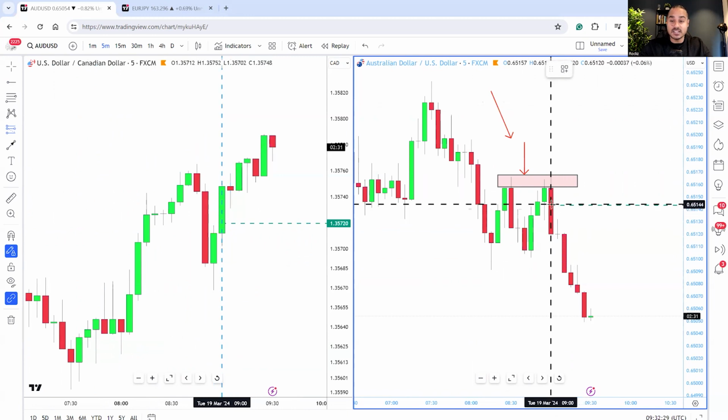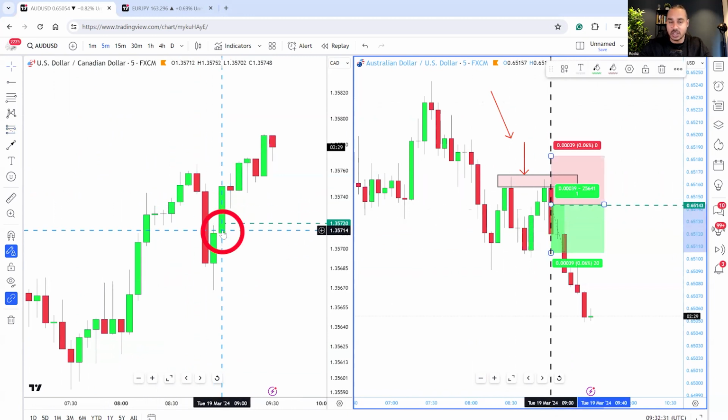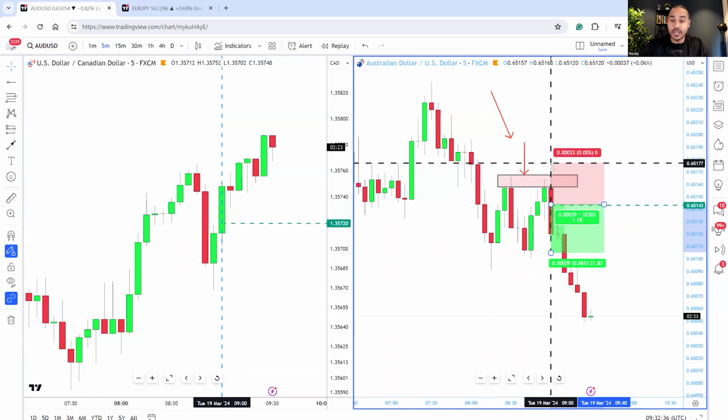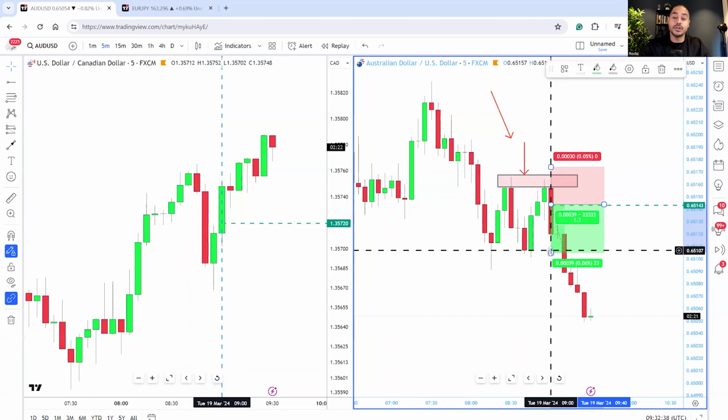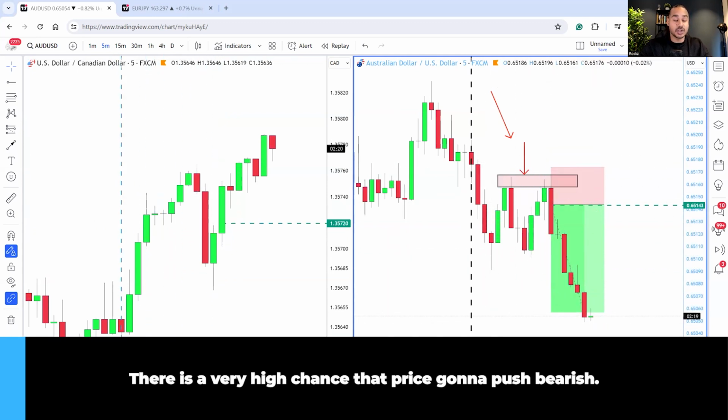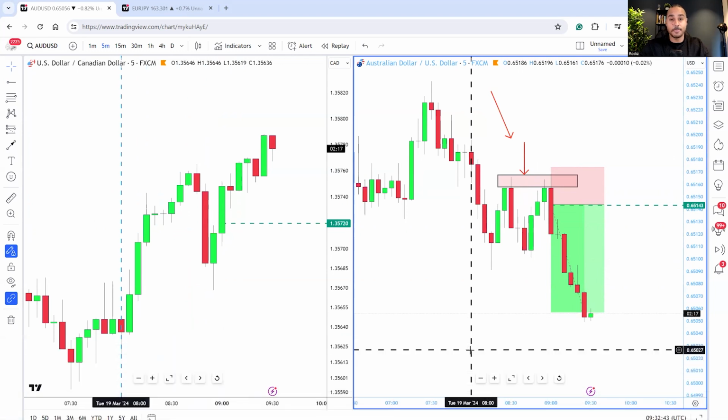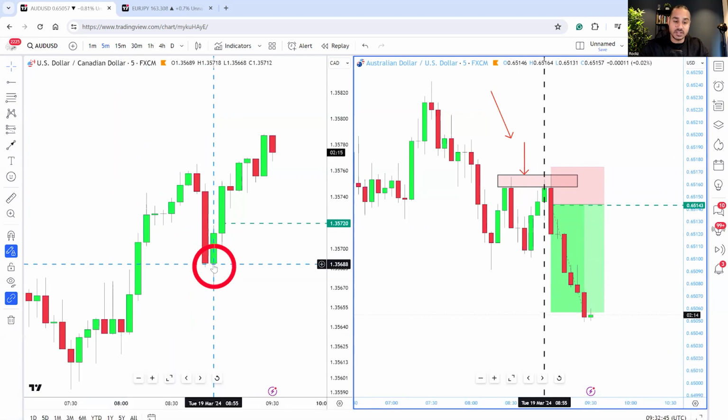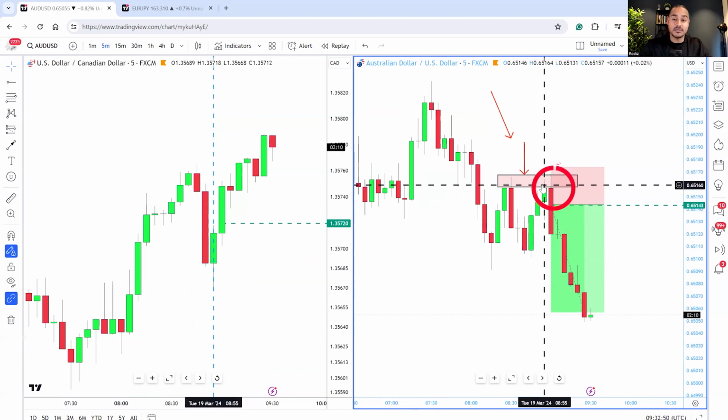And what I can do in an instance like this, because I have a leading currency strength short term, illustrating that the dollar is going to be strong, is take the trade with confidence, knowing that there's a very high chance that price is going to push bearish on Aussie dollar USD. Because if you look at this time, 8:55, we have that initial USD strength. Here we have price failing to break above. So that's USD strength kicking in.